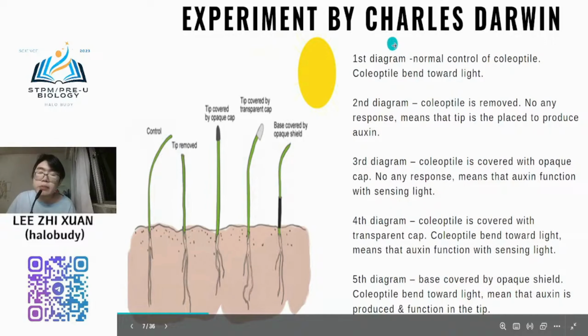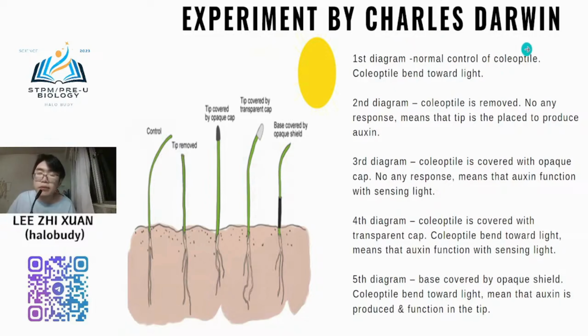So normally one of the experiments was conducted by Charles Darwin. This experiment is to determine the phototropism of the auxin. Why do we say that the auxin will face toward the sunlight? So normally these scientists used 5 parameters to conduct the experiment. The first experiment is the control, meaning that all the plant shoots are not cut down, or we call it coleoptile.